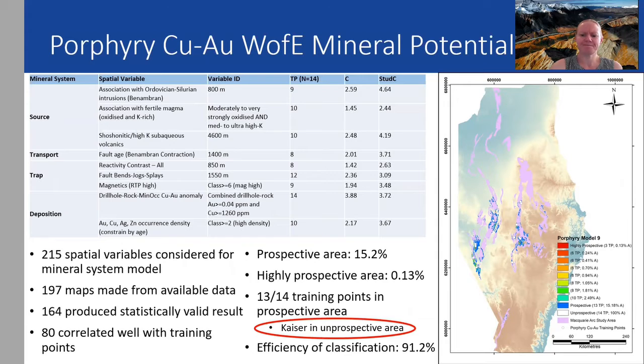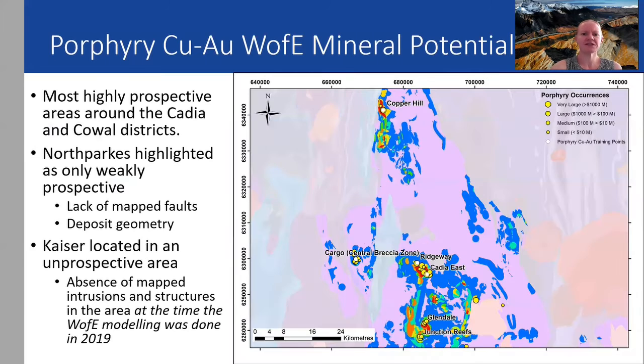Now, this became a personal bugbear of mine because unfortunately we were wrapping up this project just as Alkane announced their huge Boda discovery. And so Kaiser coming up as unprospective was a bit of an issue. So basically looking at what we could do to try and improve the mineral potential mapping to try and predict Kaiser or Boda. So zooming in to a bit more detail in this initial weights of evidence mineral potential mapping.